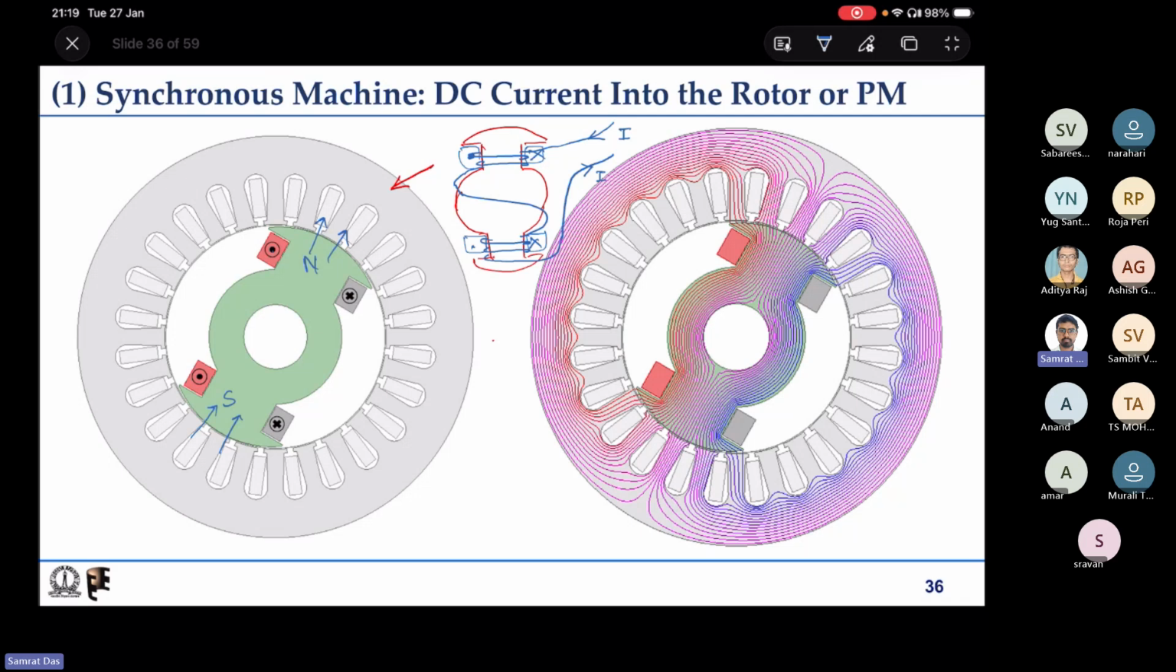In all these cases, these flux lines are going out like this, and here these are coming in like this, and they are crossing the air gap, entering the stator through these different stator teeth, and flowing on the two sides through the yoke and completing their path like this. This is about the flux line distribution.